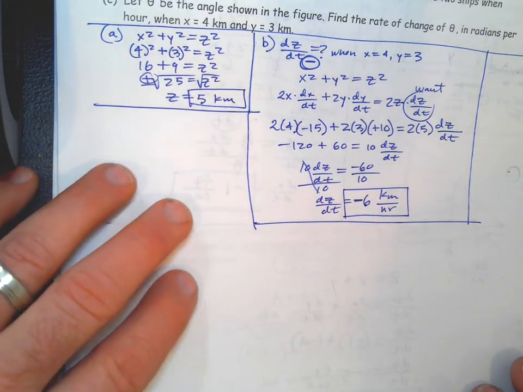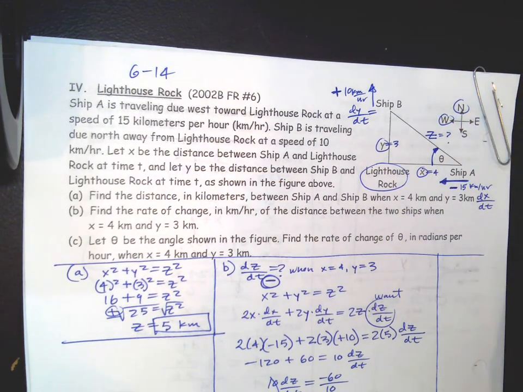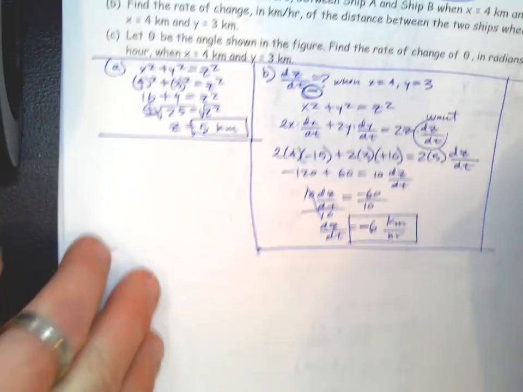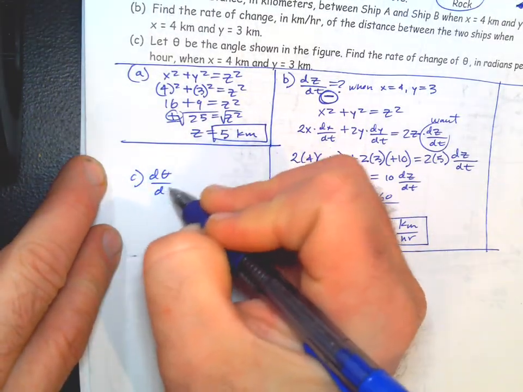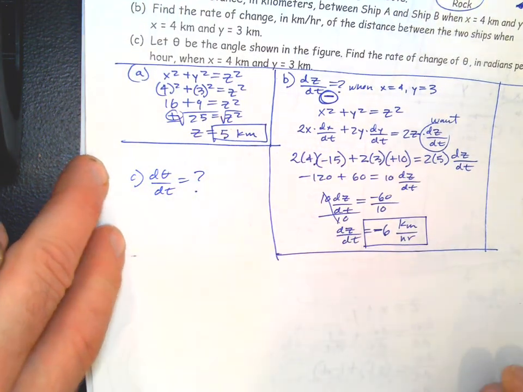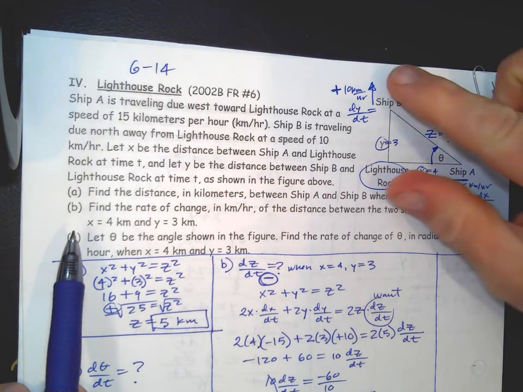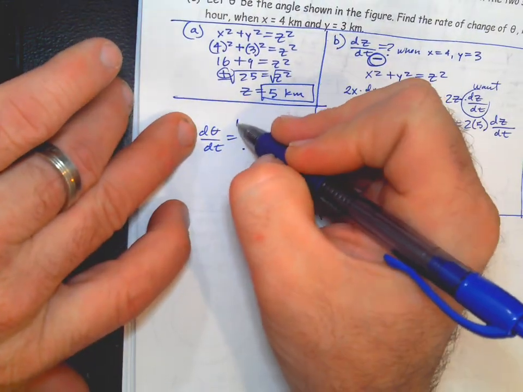Part C says let theta be the angle as shown in the figure. Find the rate of change of theta in radians per hour when x equals 4 and y equals 3. So on part C, we're looking for d theta dt. Do you expect it to be positive or negative? Think about it. As this ship comes in and that ship goes out, the angle is getting bigger. We should get a positive answer. If you don't, something's wrong.